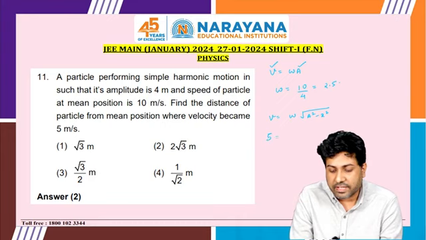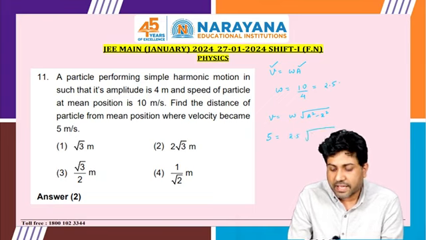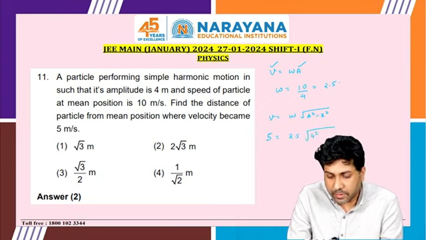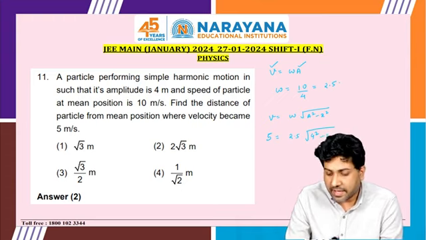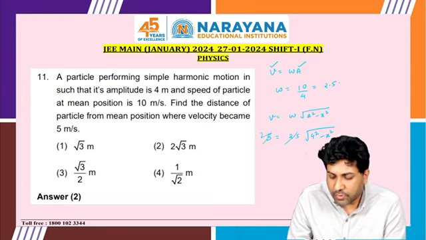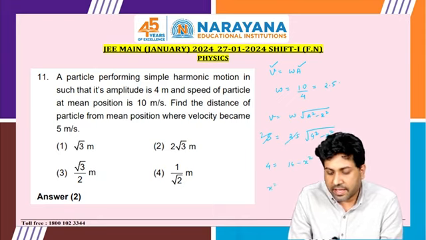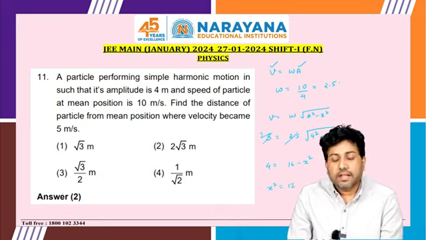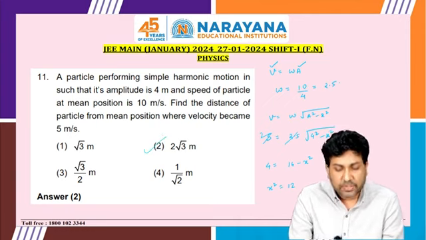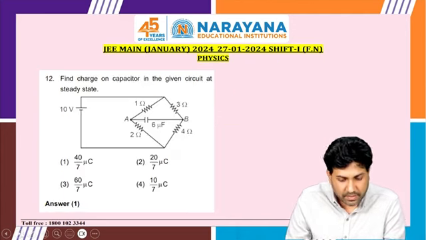So I will just write V as 5, omega as 10 by 4 or 2.5, root over A square, where A is given as 4, and X I need to find out. This becomes 2, and if I square it I get 4 is equal to 16 minus X square. X square is equal to 12, that means X is equal to 2 root 3. Okay, let's move to the next question.